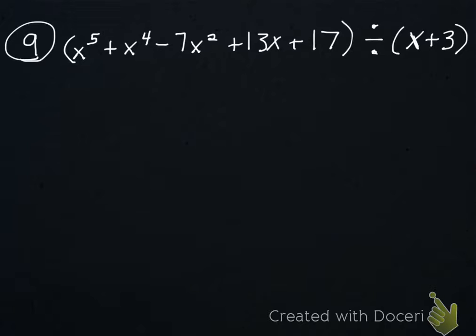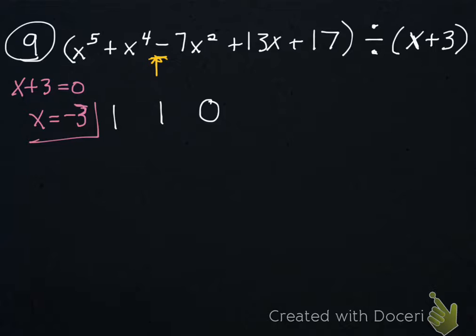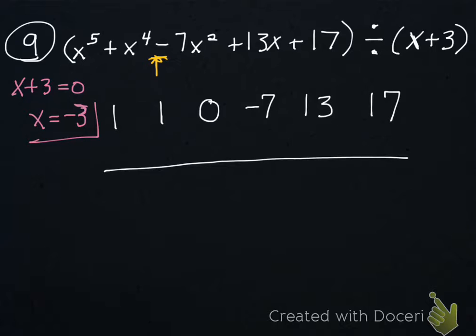Number 9. Set the divisor equal to 0 and solve for x. X equals -3. That goes in the box. Now I need to write down my coefficients. But we're missing a term. There's no x cubed. We need to make sure we put a placeholder in there. Coefficients are 1, 1, 0, there's my placeholder, -7, 13, and 17. Always include the signs. Drop the first number down.